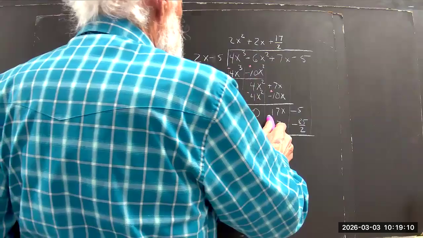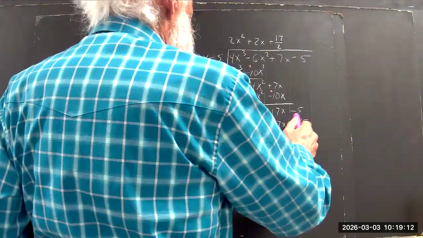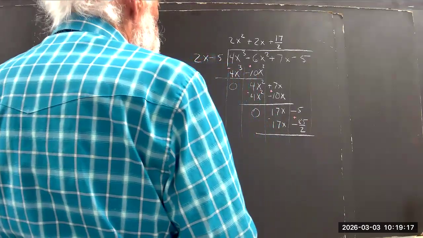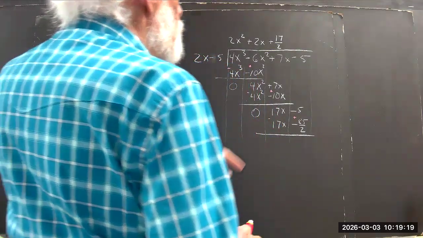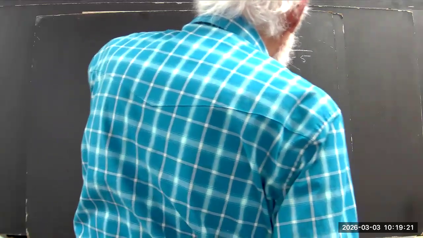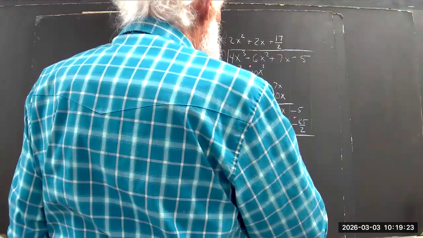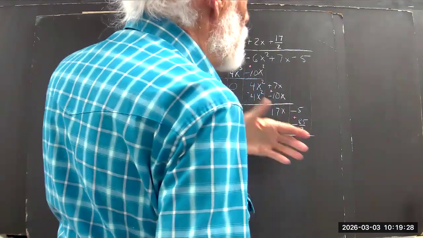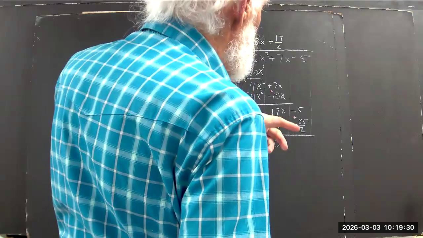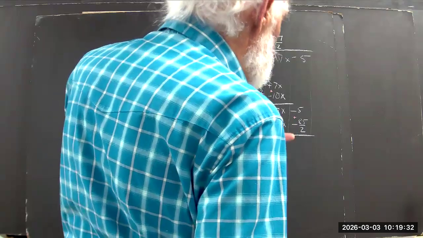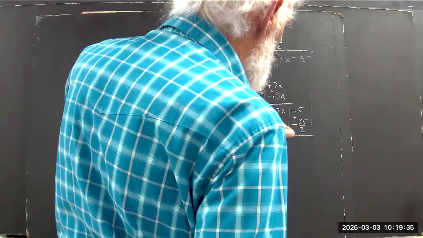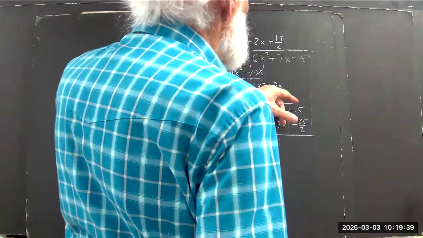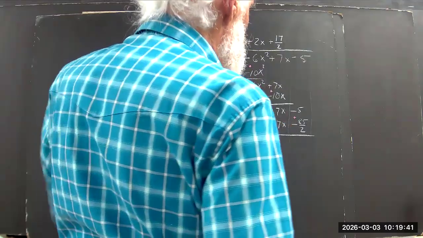Then I'm going to mark my auxiliary signs in here. A minus for the 17x and a plus for the 85 halves. Okay? 17x subtract 17x gives you 0. Negative 5 minus 85 halves. Well, 5 is 10 halves. I said negative 5 minus negative 85 halves. It's negative 5 plus 85 halves. Negative 5 is negative 10 halves.